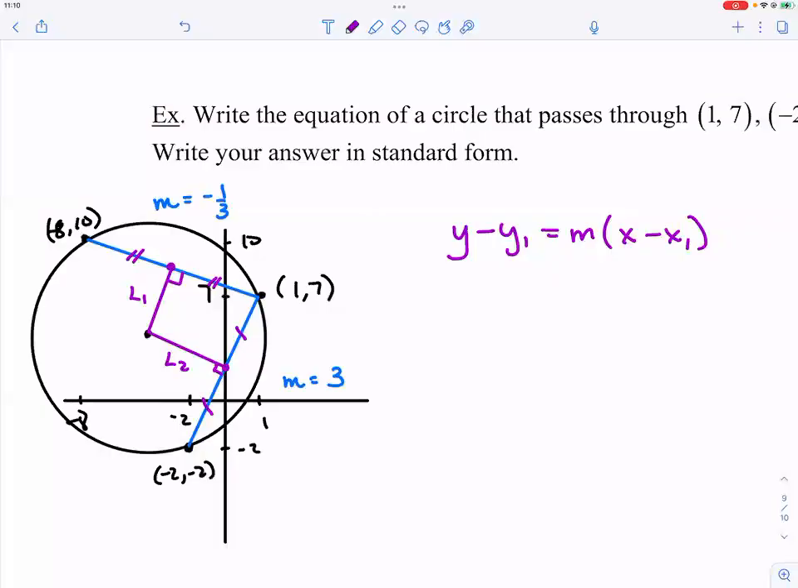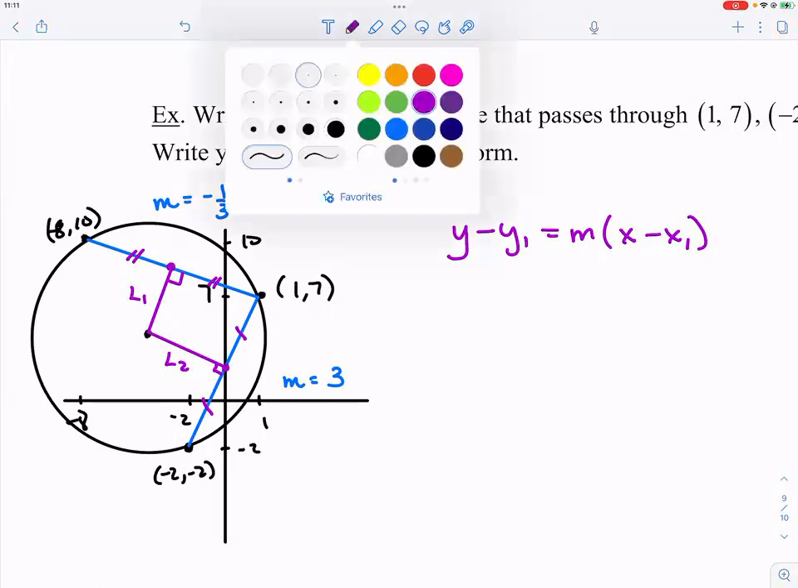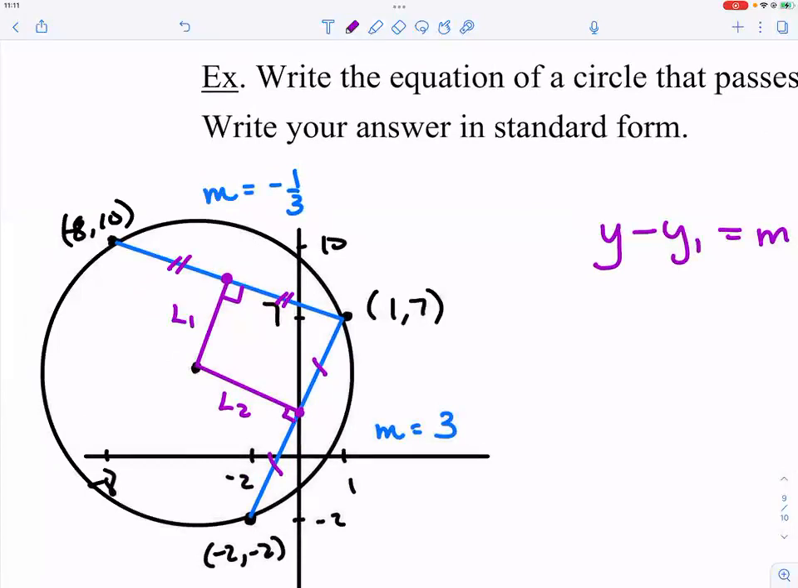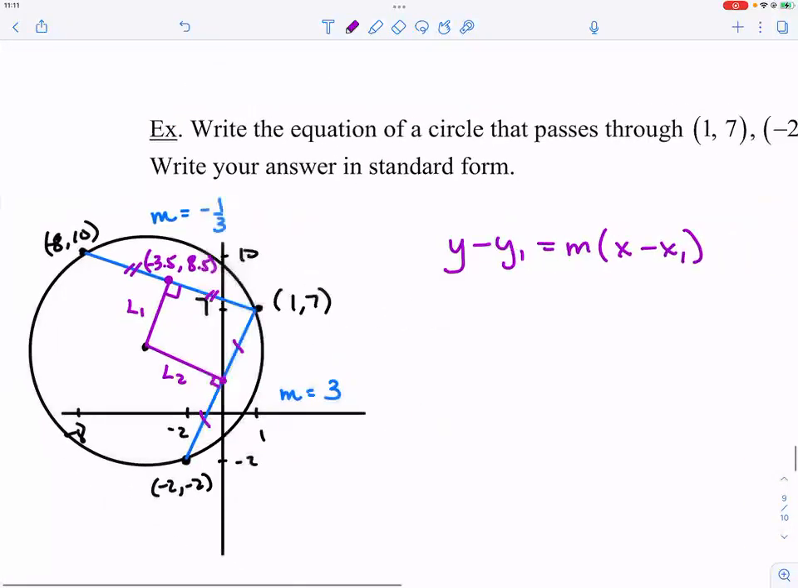survival. So the midpoint of the first blue line that we need, the top blue line, the midpoint here would be the average between -8 and 1. So we add them up and divide it by 2. So we have -7 divided by 2, which is -3.5. And then we have 10 plus 7 divided by 2. That's positive 8.5. So we got a point, and we have the slope. The slope is 3 for L1. The point is -3.5, comma 8.5.